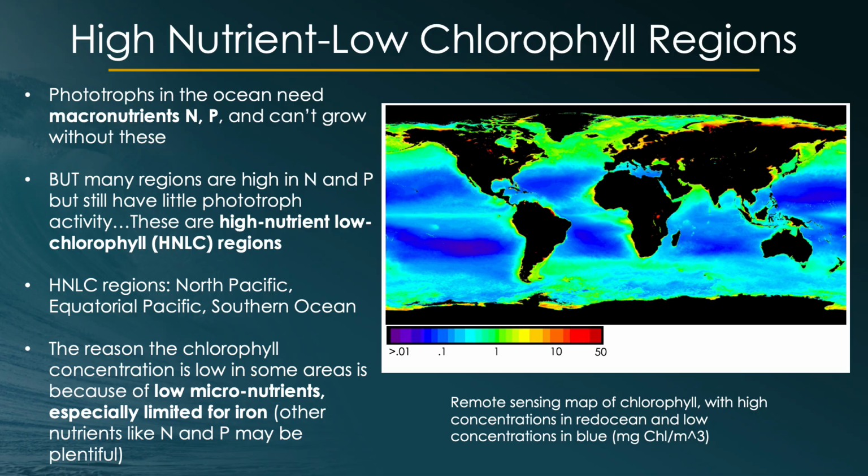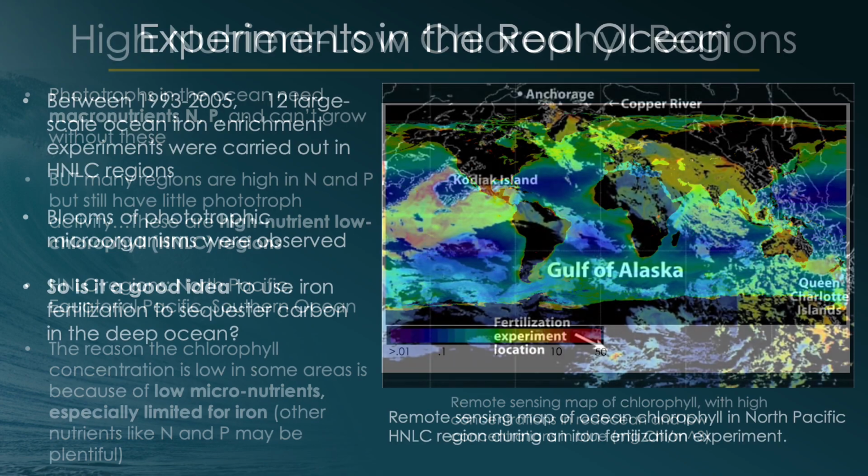And so the idea is if we added those micronutrients that are needed directly to those regions on purpose, take some iron, grind it up into dust, and just dump the dust in the ocean, and then let the biology take advantage of that, could we stimulate biological productivity, which would then pump carbon dioxide from the atmosphere into the ocean? So this has been tried.